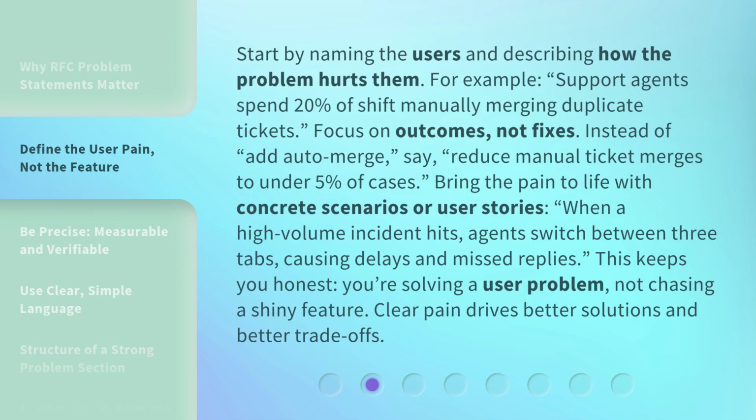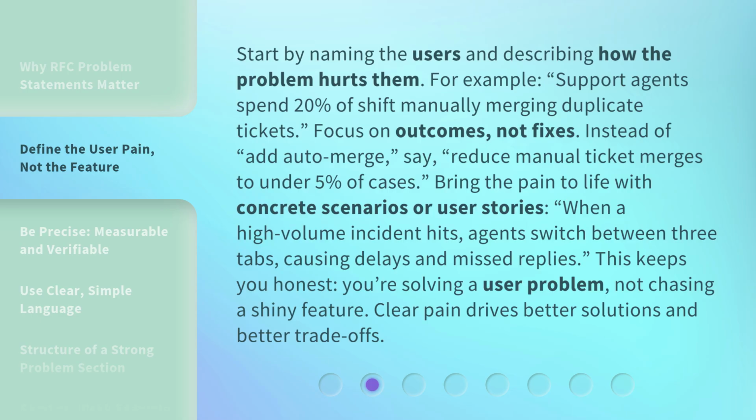Start by naming the users and describing how the problem hurts them. For example, support agents spend 20% of shift manually merging duplicate tickets. Focus on outcomes, not fixes. Instead of "add auto merge," say "reduce manual ticket merges to under 5% of cases."